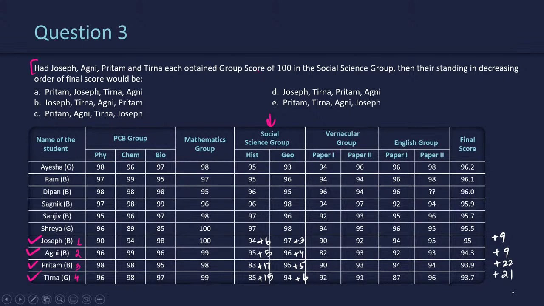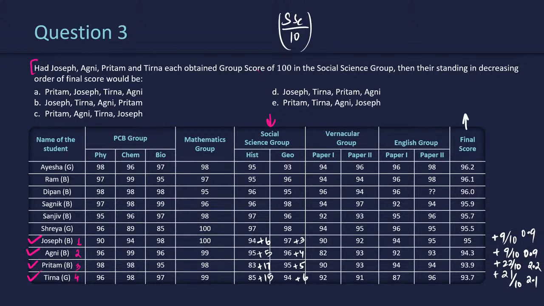Now, remember in the social science group formula में हम लोग क्या करते थे? Social science का जो group था उसका divided by 10 करते थे. So if this much is increased, so can I say Joseph overall final score will increase by 0.9? Agni का भी 0.9 से बढ़ेगा. प्रीतम का 2.2 से इंक्रीज हो जाएगा एंड टिरना का 2.1 से इंक्रीज हो जाएगा.